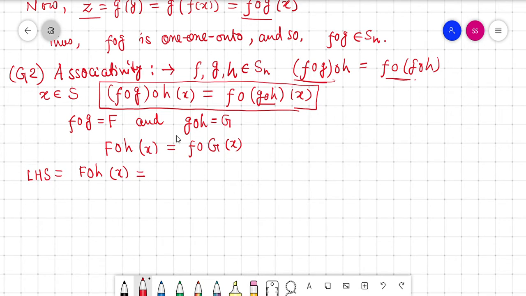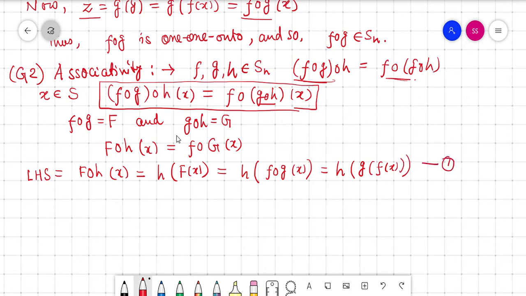Simply apply the definition of composition, we will get H of capital F of X. And what is this? It is H of, substituting the value of capital F, which was F composition G. Now what is F composition G? According to the definition, it is G of F of X. Say it is equation number 1. Now consider the RHS.